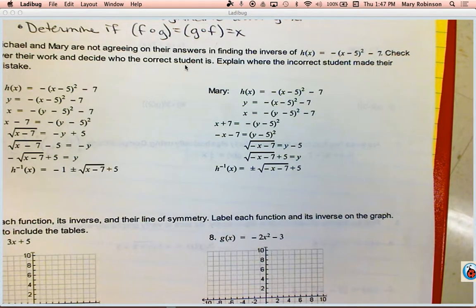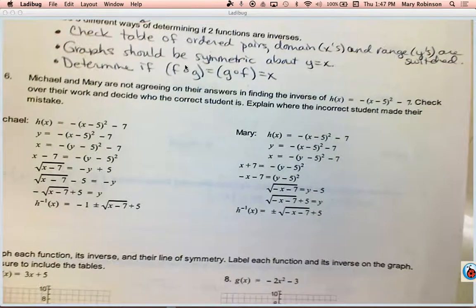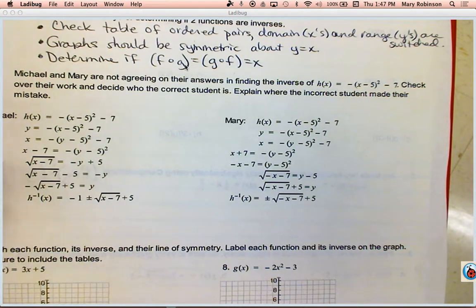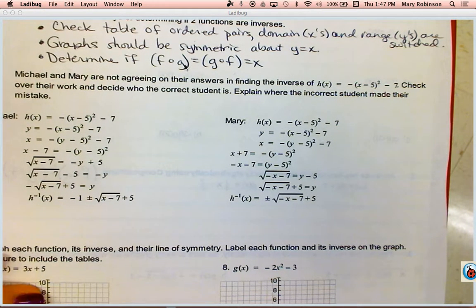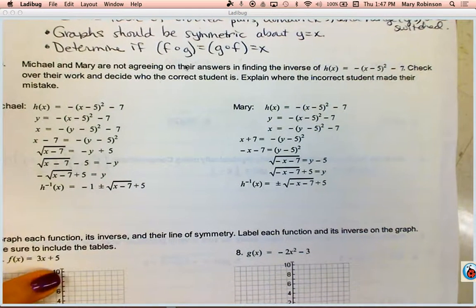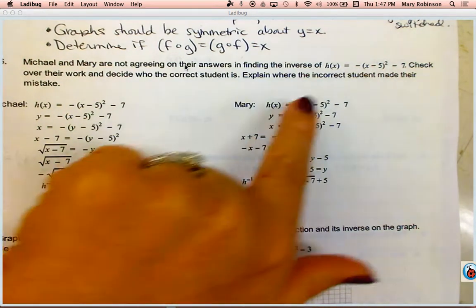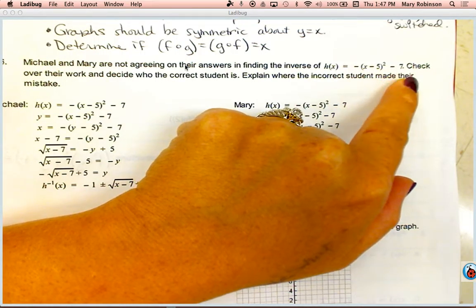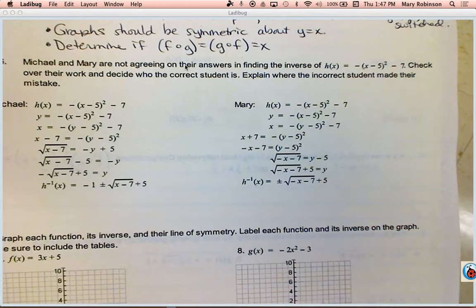In this video, I'll be covering problems 6, 7, and 8 to finish up the Unit 2 test review on function operations, compositions, and inverses. Number 6 says, Michael and Mary are not agreeing on their answers in finding the inverse of h of x equals the opposite of the square root of x minus 5 squared minus 7. Check over their work and decide who is correct and explain where the incorrect student made their mistake.